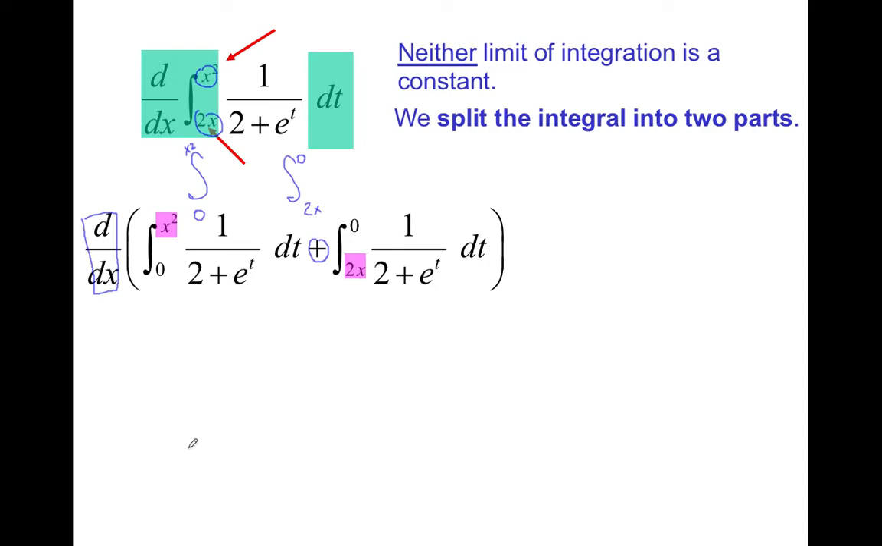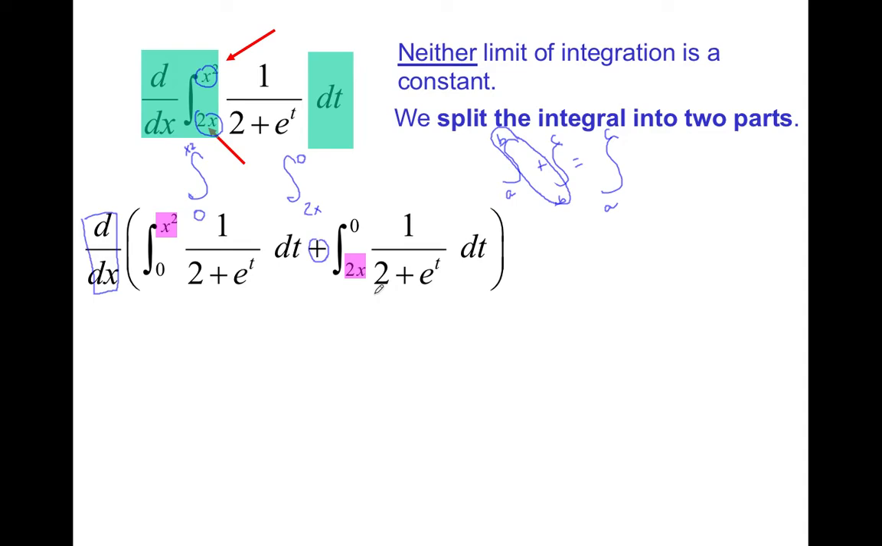If I'm going to use the properties, the property I'm using is the integral from a to b plus the integral from b to c is equal to the integral of what? A to c. So I want to use that here, but what's the issue? Those limits have to match. Do they? No.